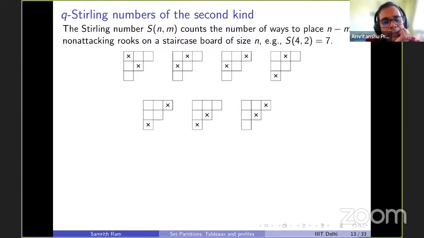So the first diagram will correspond to 1, 4, and 2, 3. That's right. Whereas the second one would correspond to 1, 3, and 2, 4. A staircase of size n means it has n minus 1 rows. Right, n minus 1 rows.